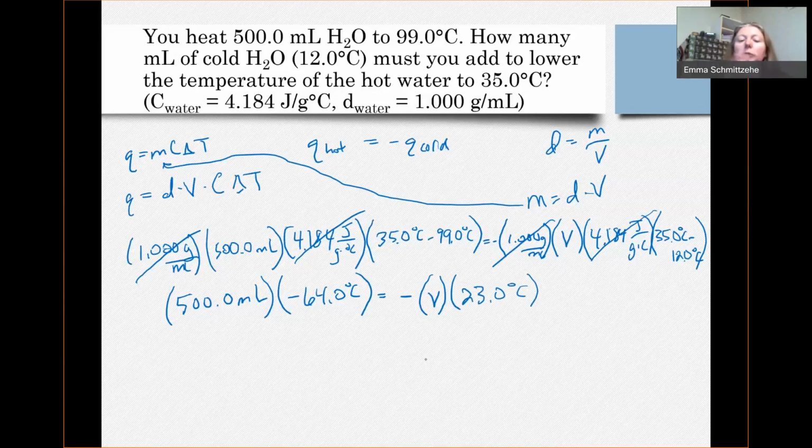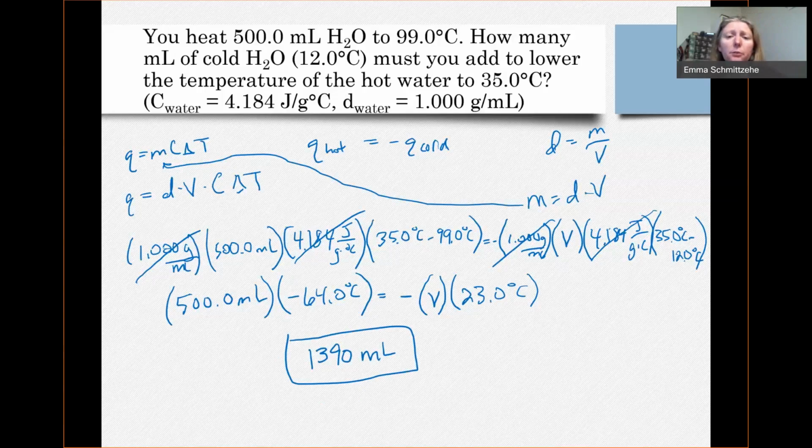And so now we can just divide over really the negative 23 degrees C and get our volume. So we would take 500 times negative 64 and divide by negative 23. And we're going to round our volume to 3 sig figs, so we get 1,390 liters. Or you could say 1.39 liters if you wanted, of water that we would need to add to end up with our final temperature of 35 degrees C.